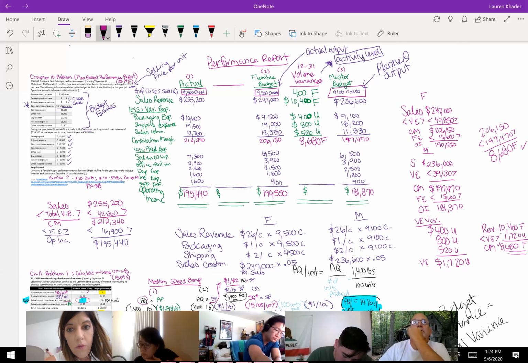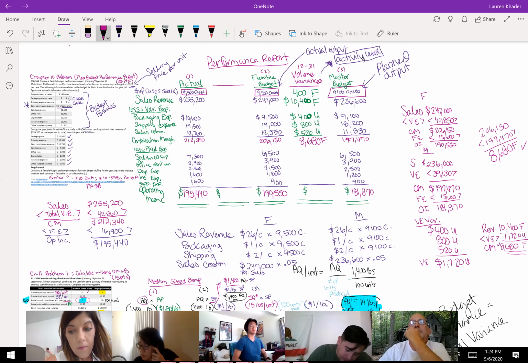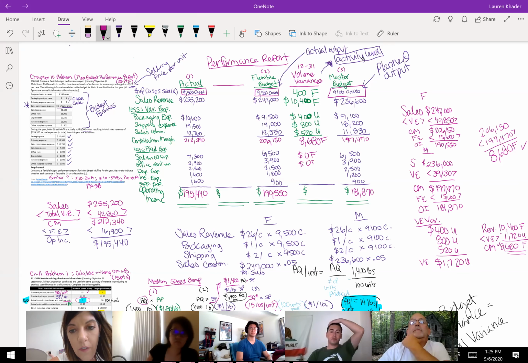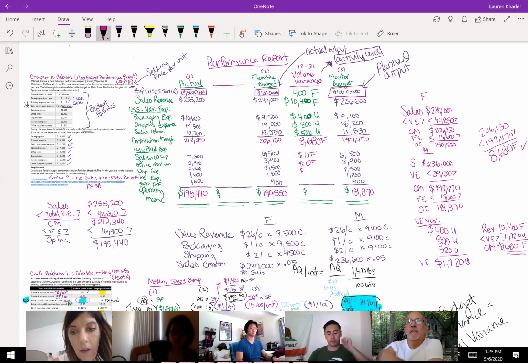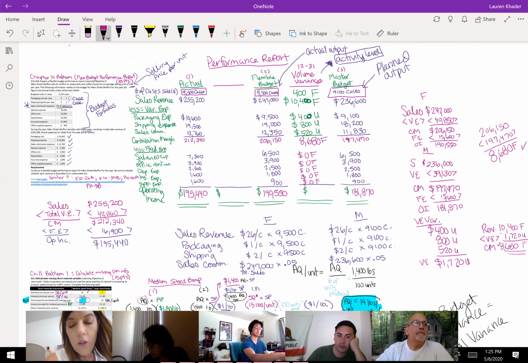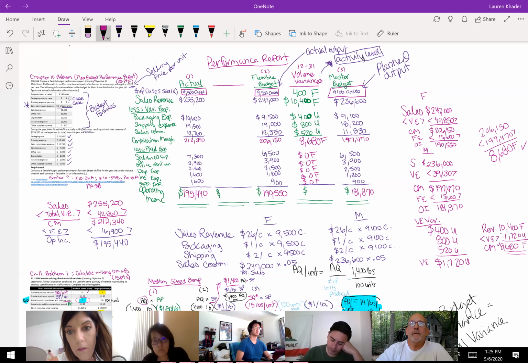Fixed expenses for the volume variance is super easy. 0. All the fixed expenses will always be 0, which they consider in your textbook, in your homework, favorable. You don't have a variance because you're including the same numbers. It has nothing to do with activity level.